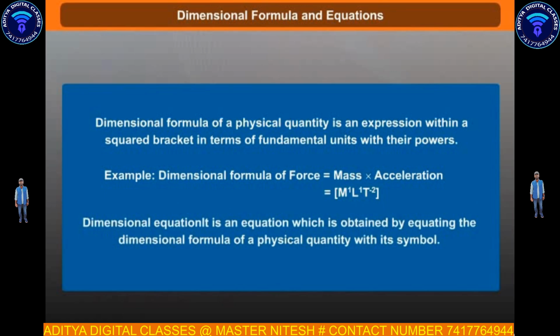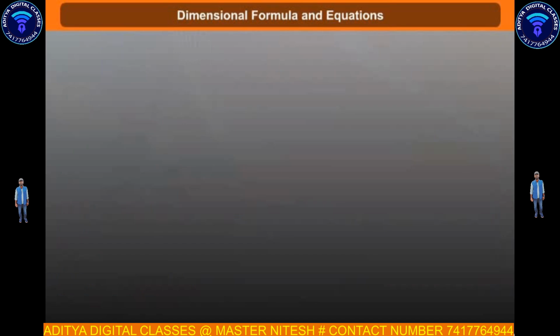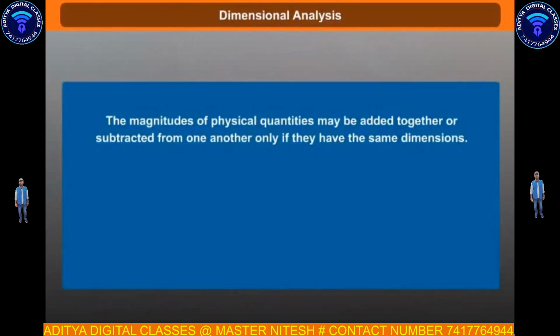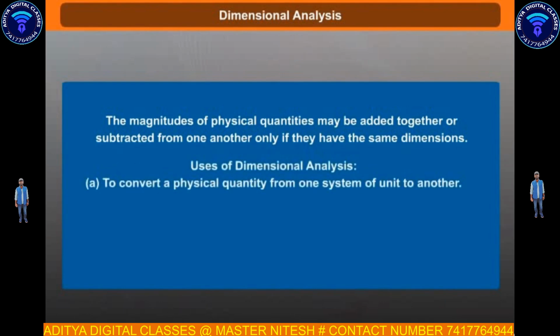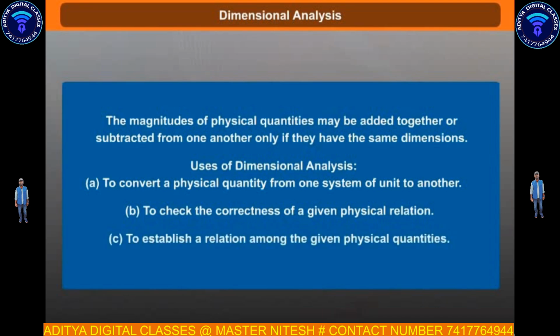Dimensional equation is an equation which is obtained by equating the dimensional formula of a physical quantity with its symbol. The magnitudes of physical quantities may be added together or subtracted from one another only if they have the same dimensions. Uses of dimensional analysis: to convert a physical quantity from one system of unit to another, to check the correctness of a given physical relation, to establish a relation among the given physical quantities.